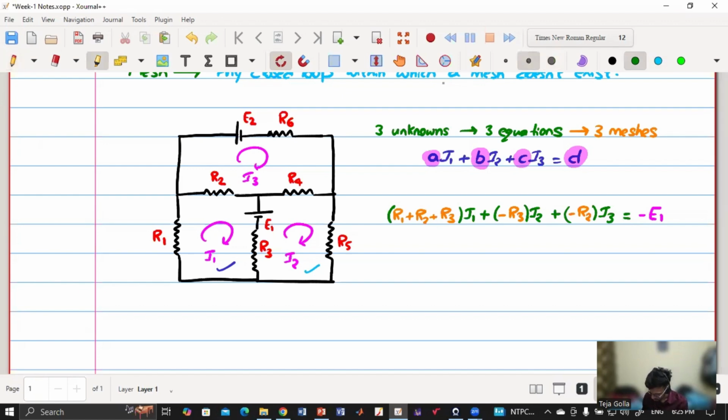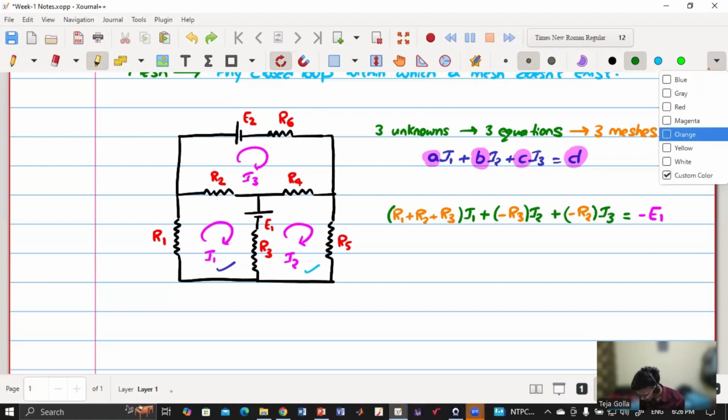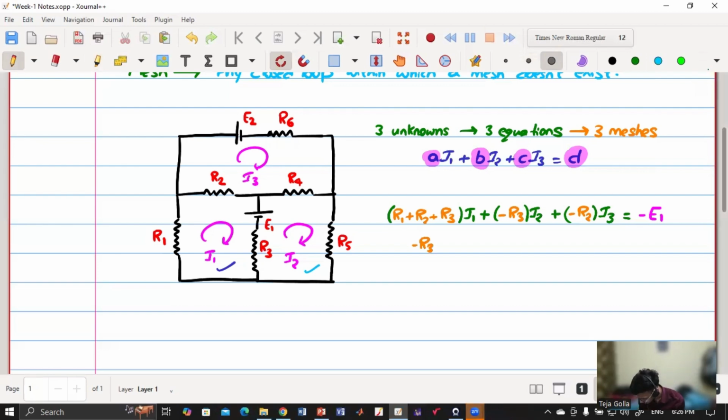Okay, so this is the common branch between mesh M1 and M2. Now can you tell me the negative of the resistance that is in common between M1 and M2? Anyone? You have to answer this question. Maybe it could be right, maybe it could be wrong, but if you don't answer, I'll not know whether you have understood or not. Minus R3, yes. As R3 is the common resistor, the coefficient will be minus R3 into I1.